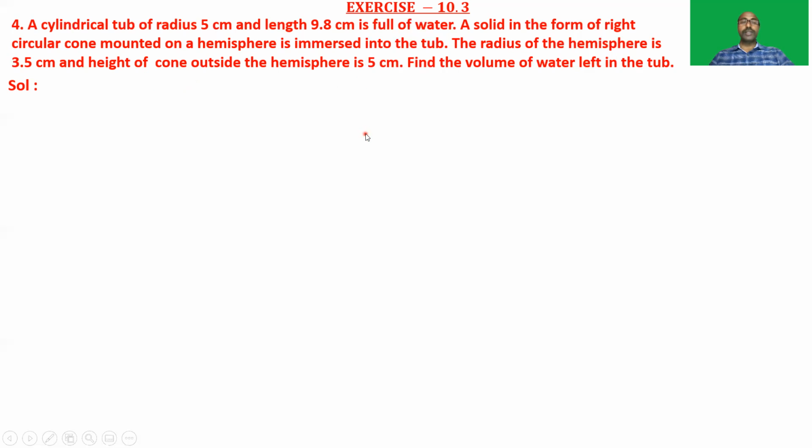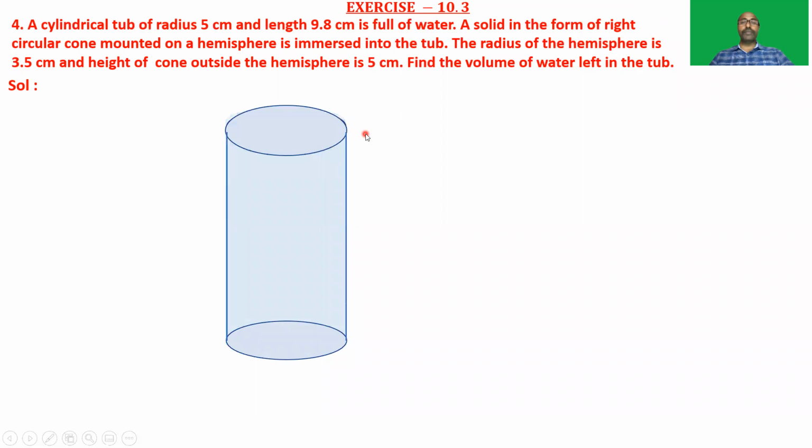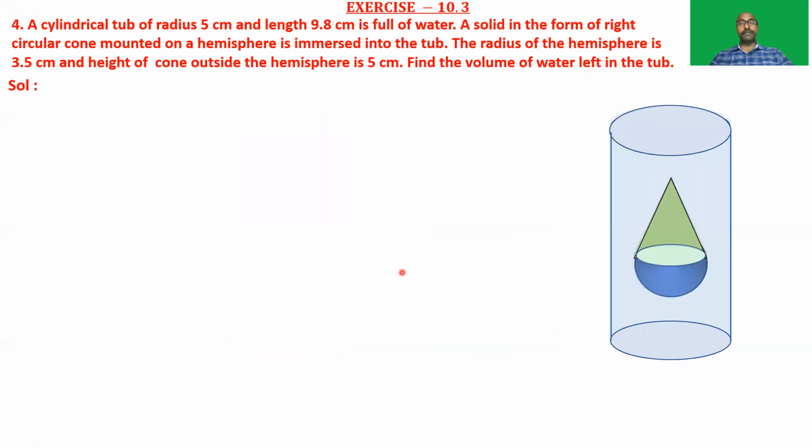Okay, students. So this is the cylindrical tub, and this is the object which has been immersed in the tub. After immersing, some water flows out, and now we have to find the volume of water left in the tub.